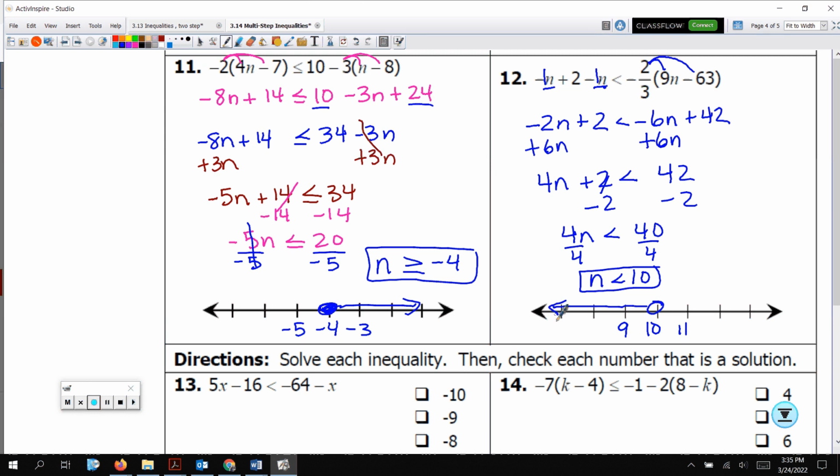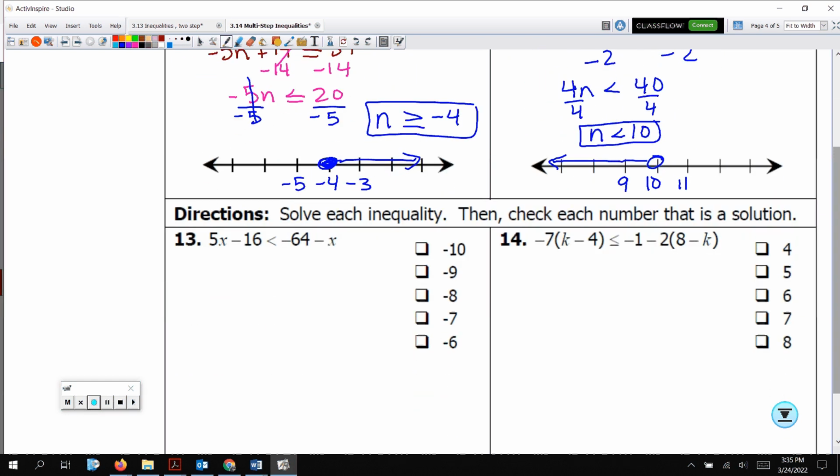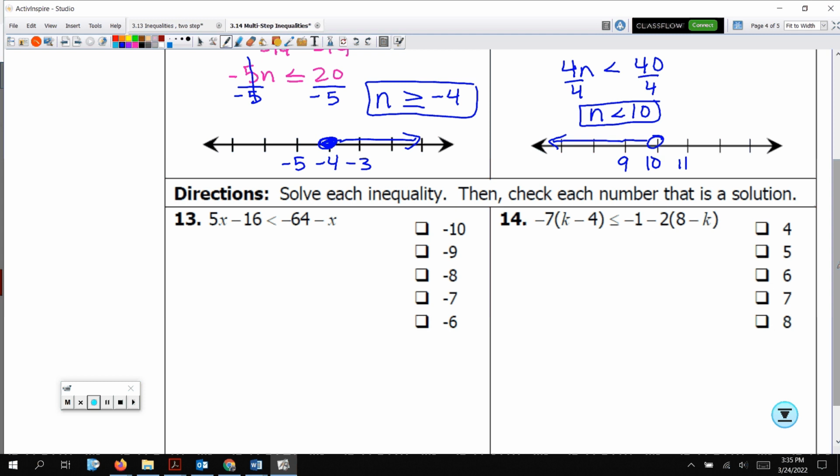All right, the last two, how you do these, and it's just like the ones in the homework, you want to solve the inequality or simplify the inequality, and then we're going to check which one of these numbers makes the statement true. There may be more than one answer, okay? So make sure you're taking your time. So look at 13 here.